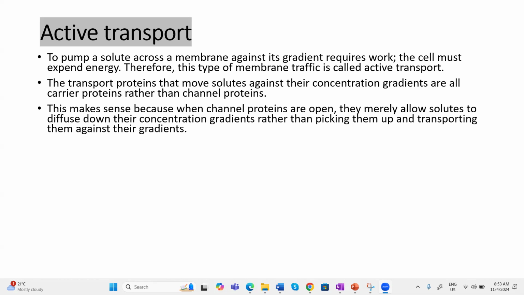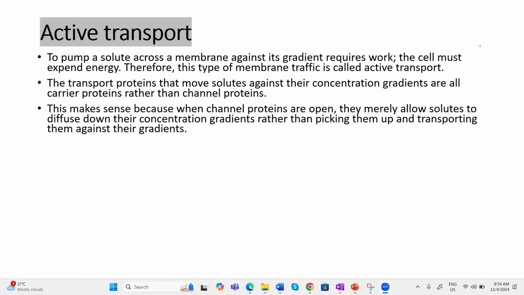In this video, we are going to study active transport. Active transport is a method in which substances move against their concentration gradient. Because they are moving from low concentration to high concentration, we have to use energy. ATP is used. That is why we say it is active transport, because energy is used.